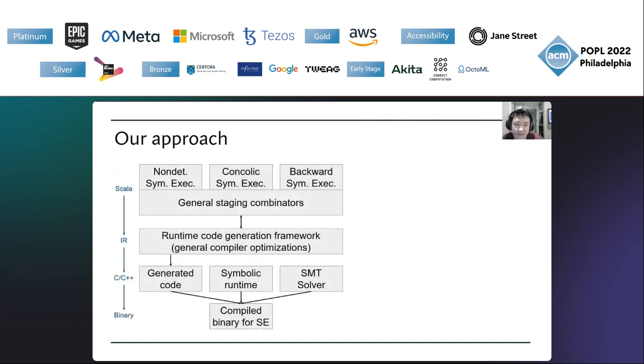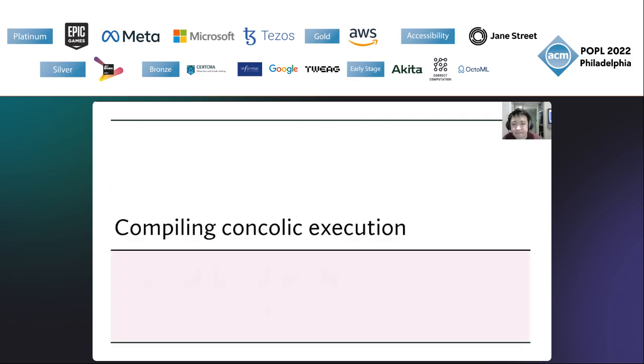The figure presents an overview of our approach. On the top level, we have 3, but potentially more, symbolic interpreters of different kinds. The first interpreter, the non-det or non-deterministic symbolic execution interpreter, is presented in our previous work. So now, we first want to see how to develop this concolic execution interpreter from scratch and fit the concolic interpreter into our framework to turn that into a concolic compiler.